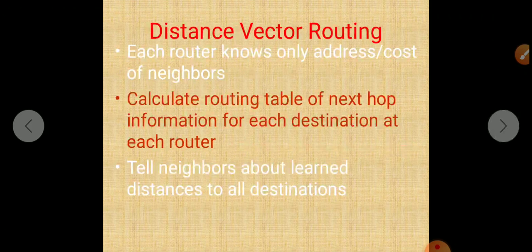In the distance vector routing algorithm, each router knows only the address and cost of the neighbor. What is meant by the cost of the neighbor? I told you already, the distances between A to B, B to C, C to D, we have given as numbers. That number indicates the cost of the neighbor. For example, A is a neighbor with B and A is a neighbor with C, right? For A to reach B, the cost is, for example, 1.